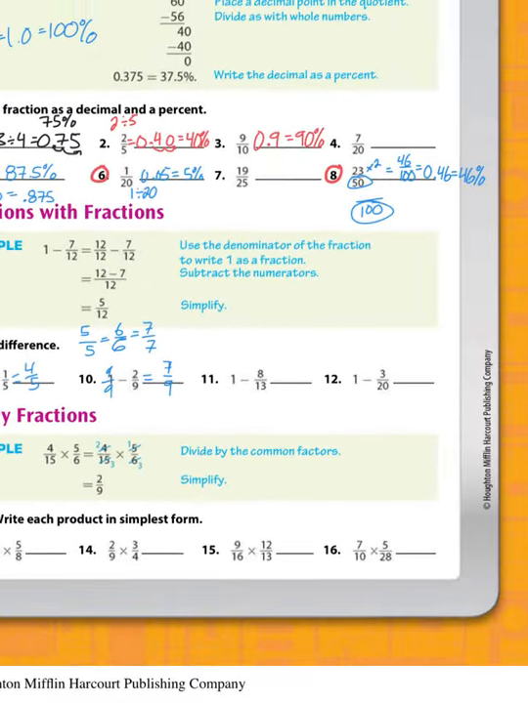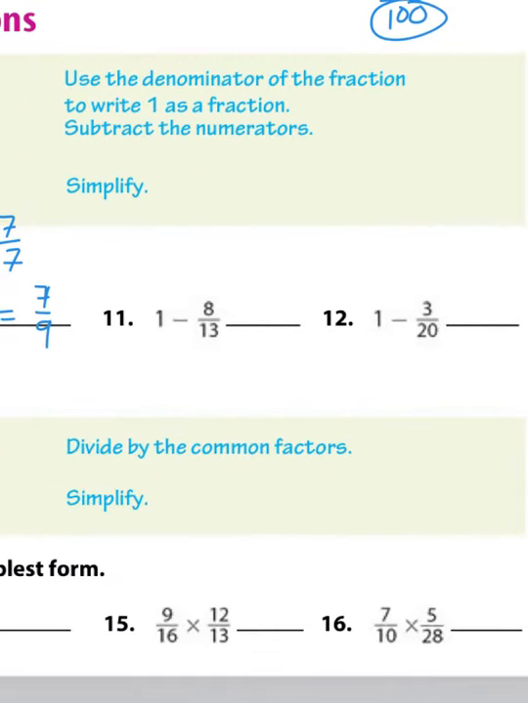All right, try numbers 11 and 12 on your own. Play the video to see if you got them right. All right, so we're going to pretend this one is 13/13. 13 minus 8 is 5. So 5/13, and then we're going to pretend this is 20/20. 20 minus 3 is 17, so that's 17/20.